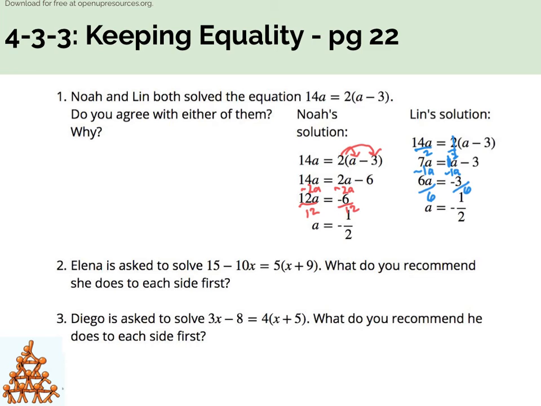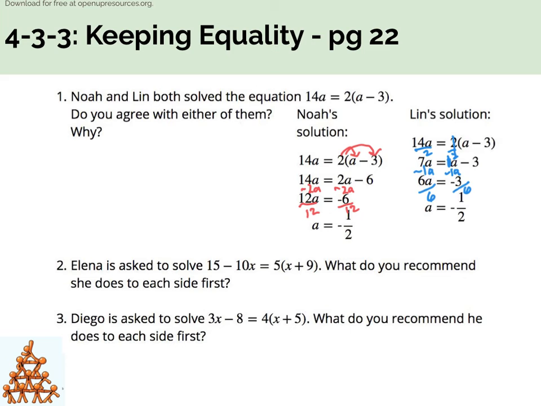All right, so let's look at number 2. Elena is asked to solve 15 minus 10x equals 5 multiplied by x plus 9. What do you recommend she does to each side first? Okay, so go ahead and think about that. So pause, answer that question, and then come back to me.